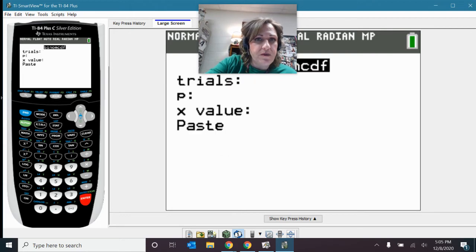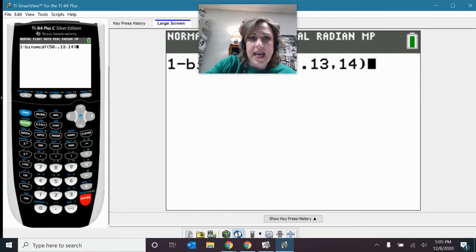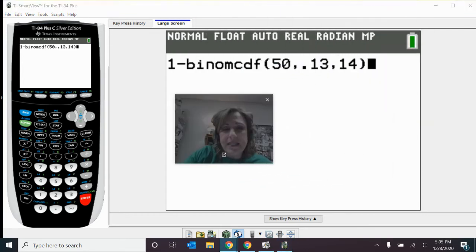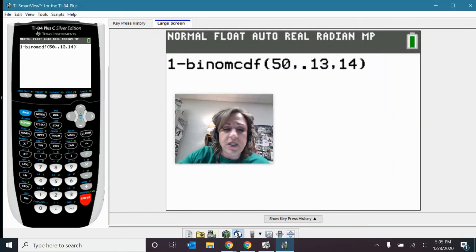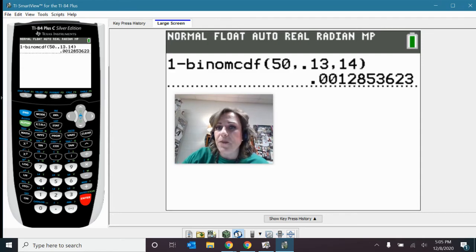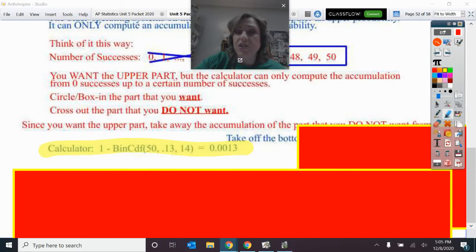Okay, and I'm going to do 50, and that was 0.13. And I want to take off 14 and below. So see, I have that 1 minus that binomial CDF of those. And so then when I get that answer, that's my 0.0013 is what I had rounded it to, 0.13%. Okay, so let's move on.